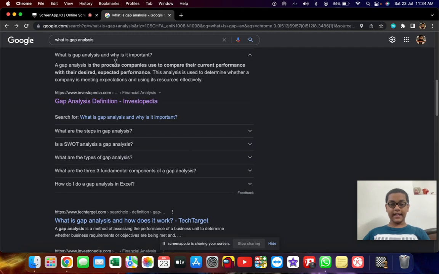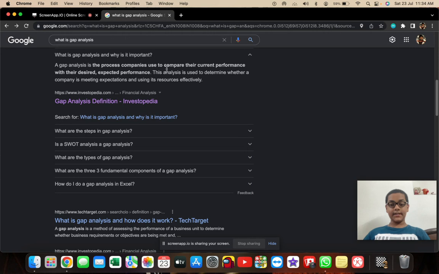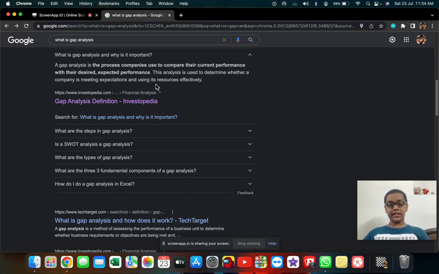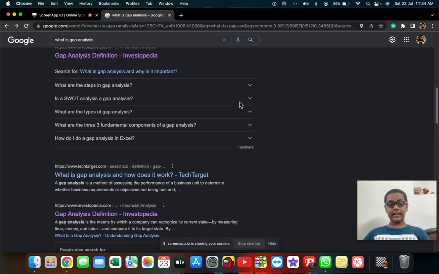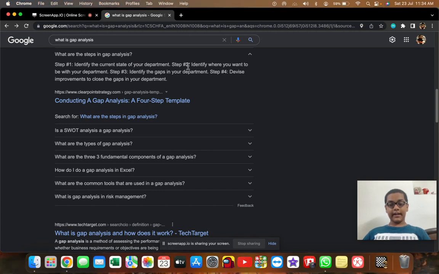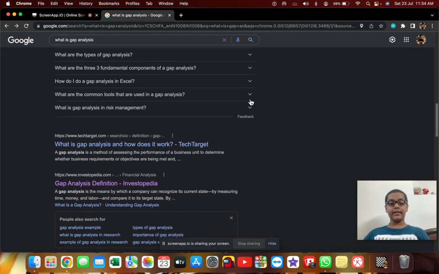What is gap analysis and why is it important? A gap analysis is the process companies use to compare their current performance with their desired expected performance. This analysis is used to determine whether the company is meeting expectations and using its resources effectively. What are the steps in gap analysis? Step 1, identify the current state of the department. Step 2, identify where you want to be with your department. Step 3, identify the gaps in your department. Step 4, devise improvements to close the gaps in your department.